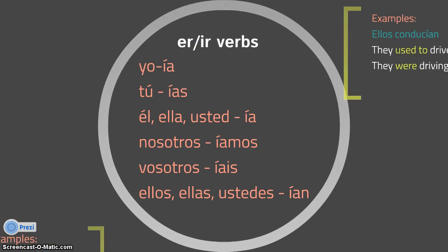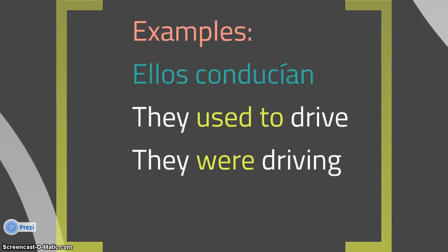-ER and -IR verbs, notice they have the exact same endings. Yo -ía, tú -ías, él, ella, and usted -ía, nosotros -íamos, vosotros -íais, ellos, ellas, and ustedes -ían. Notice with our -ER and -IR verbs, all of them have an accent on the first I. So, for example, ellos conducían could mean they used to drive or they were driving.